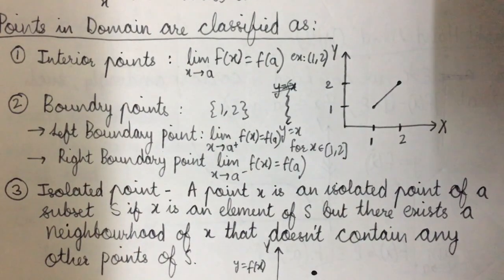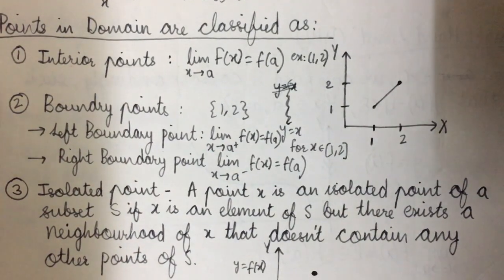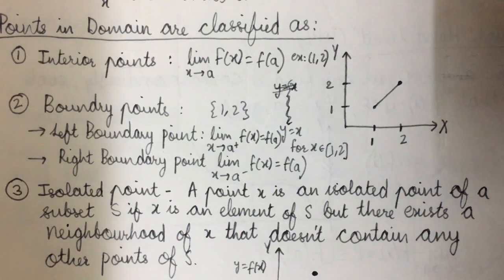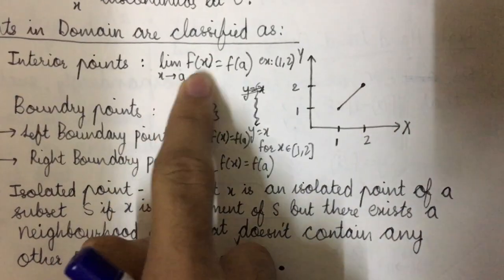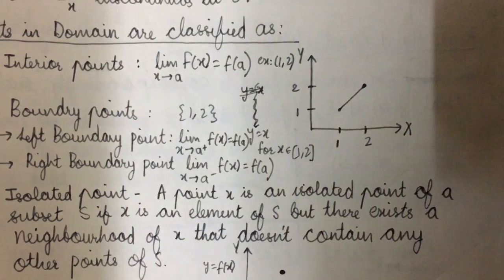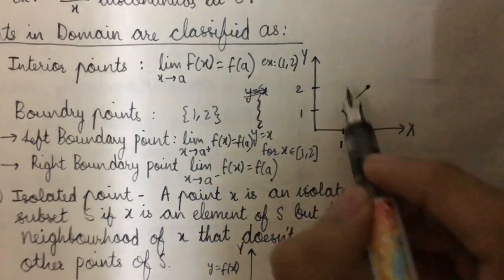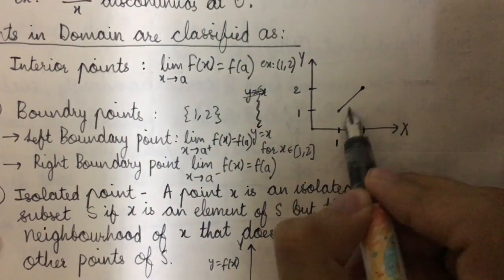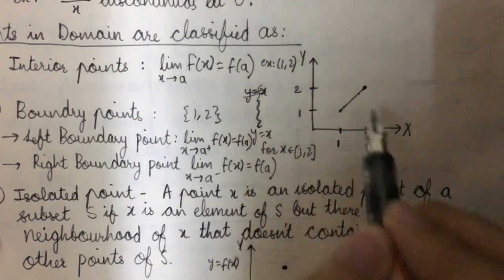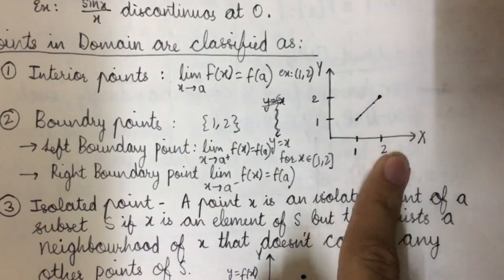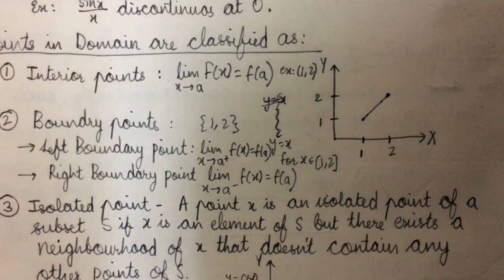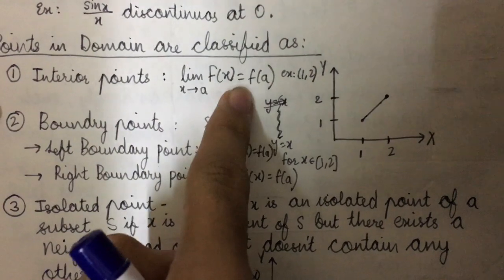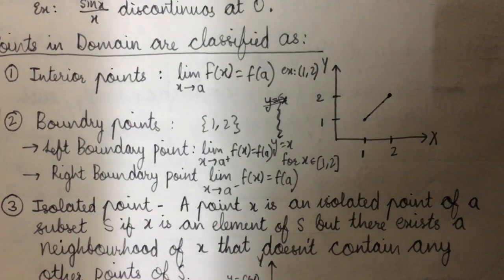Points in the domain can be classified in three ways. The first is the interior point. For a function to be continuous at an interior point, this is the requirement: limit x tends to a f(x) equals f(a). For example, in this function, for any interior point, that is any point except 1 and 2 and between 1 and 2, for the function to be continuous at that point, limit x tends to a f(x) should be equal to f(a).